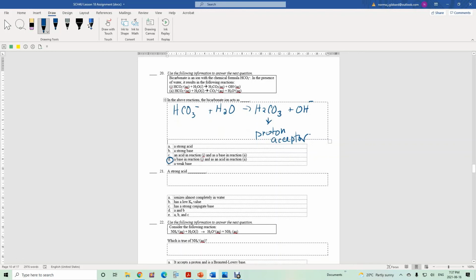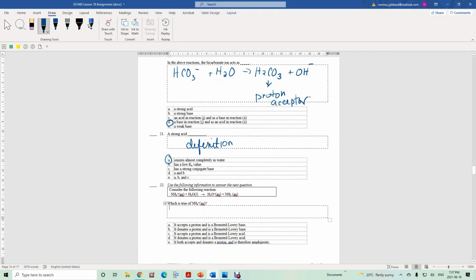Number 21, we know by definition, so we'll just put here definition. Okay, number 22, and we know that this is also D, and we have seen that in our other questions.